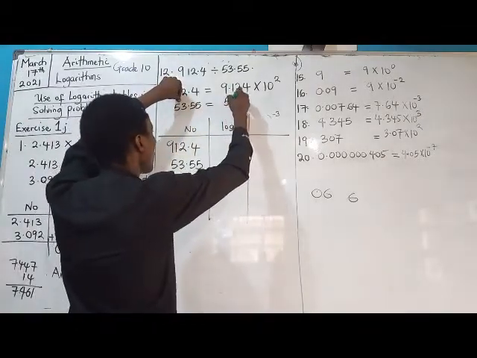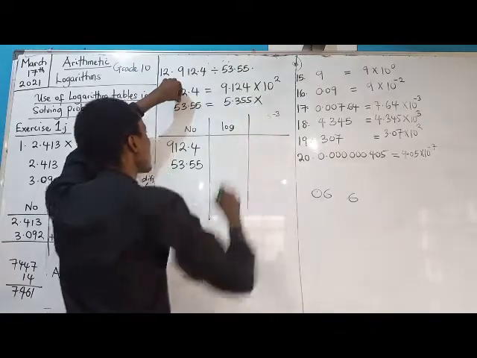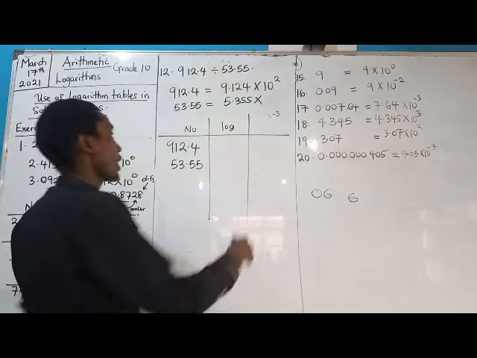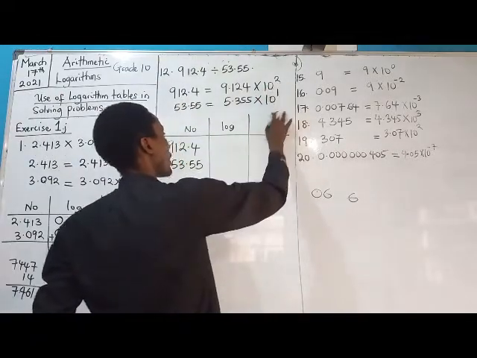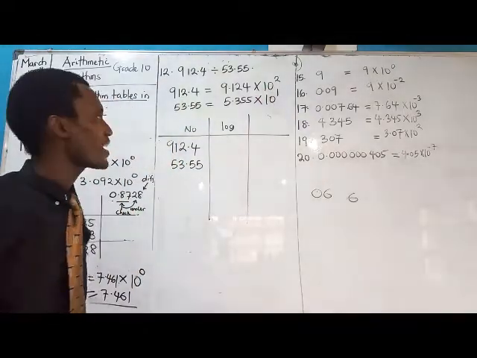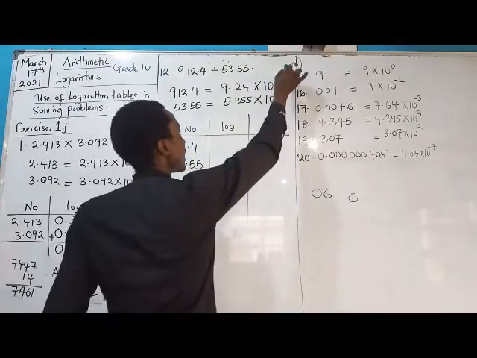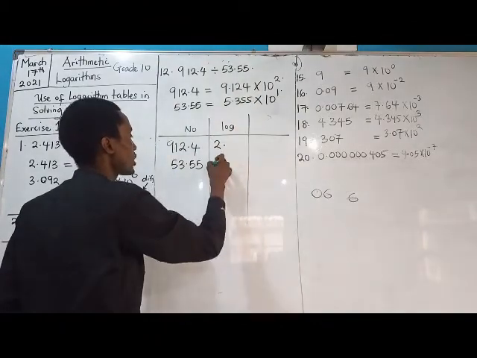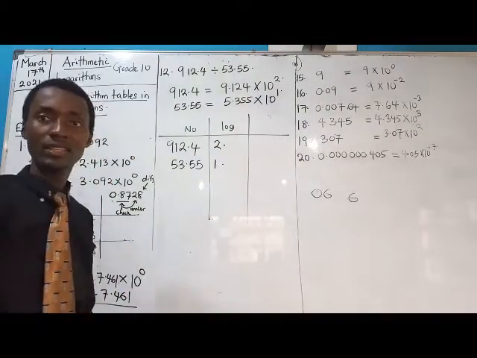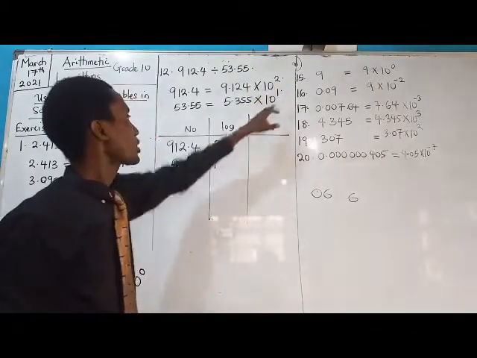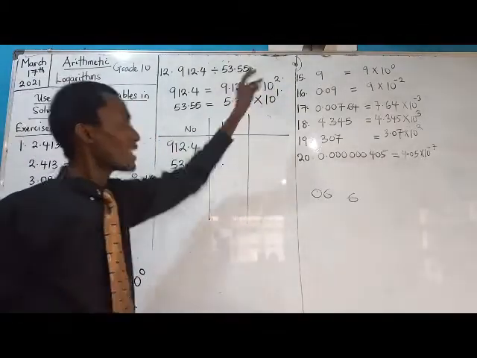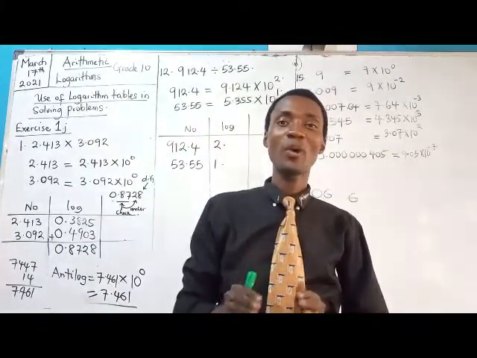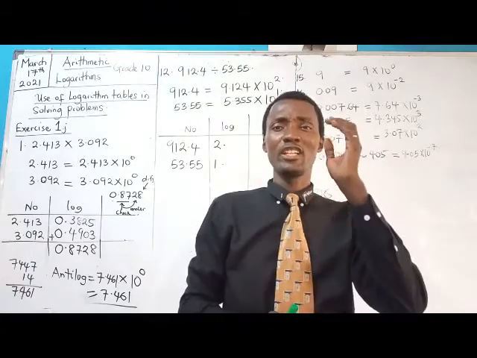Now look at this, 53.55. This will be what? 5.355 times. Look at where my decimal point is starting from. I'm going to move 1 step in. And what I will have will be 10 raised to the power of what? 1. Is that clear? Now, in writing my logarithm, I'll pay attention to these numbers I've got here. This will be 2 points, and this will be 1 point.